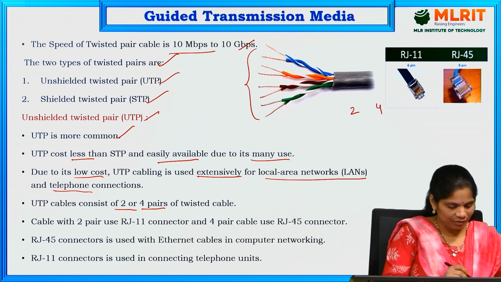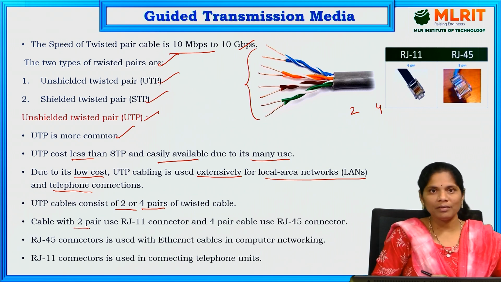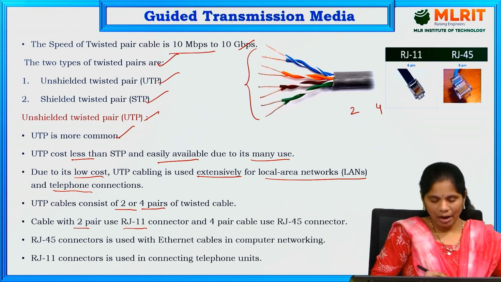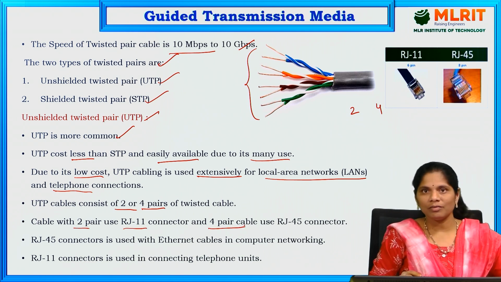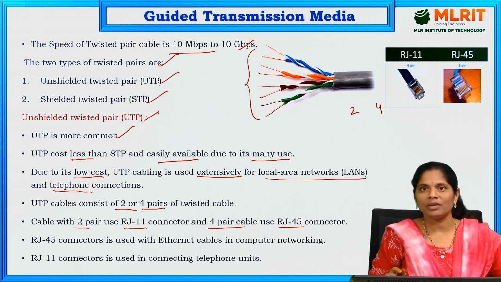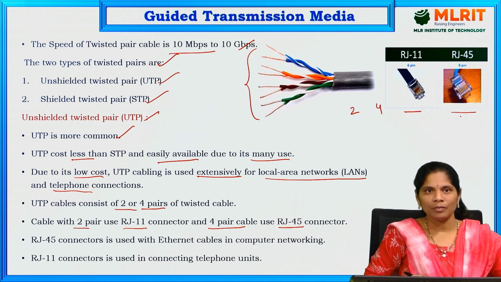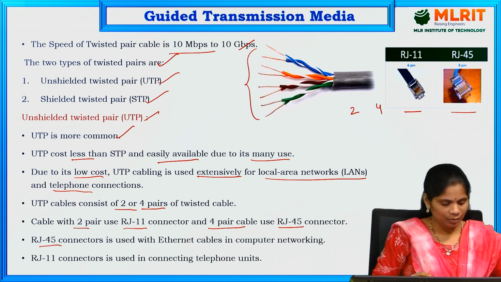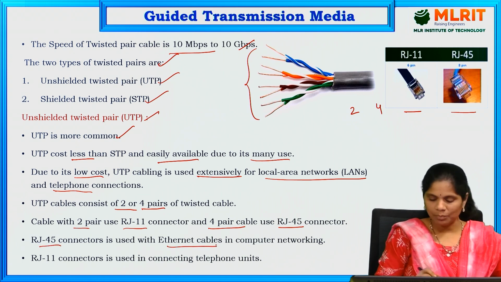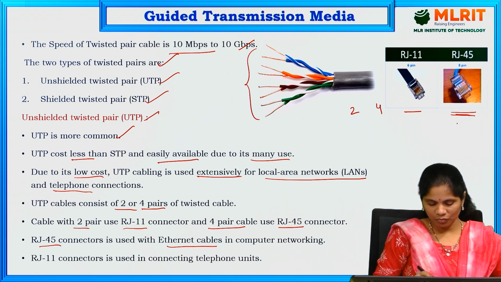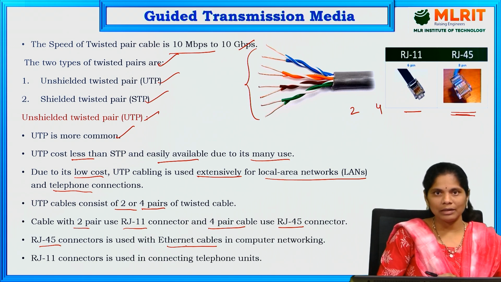If the cable has 2 pairs, the connection is called the RJ11 connector, and if it is a 4-pair cable, it uses the RJ45 connector. This is the RJ11, RJ45 connector. The RJ45 connector is mainly used for Ethernet cables. So these are the RJ45 connectors. They are used for connecting Ethernet cables.